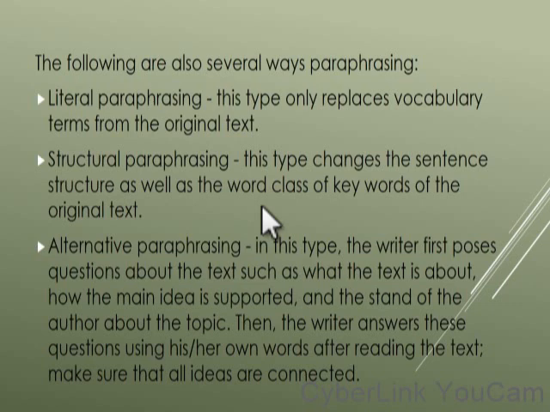In this type, the writer first poses questions about the text, such as what the text is about, how the main idea is supported, and the stand of the author about the topic. Then the writer answers these questions using his or her own words after reading the text.